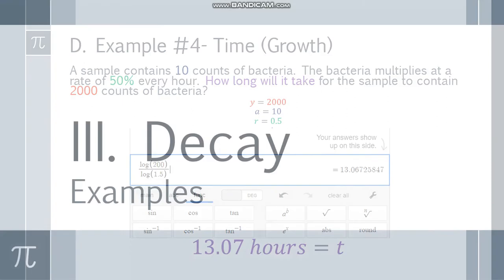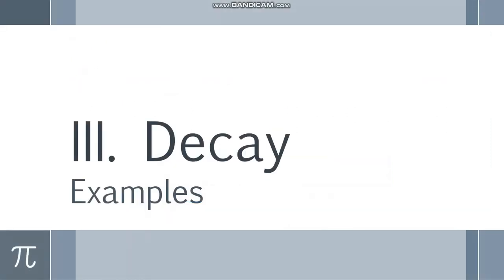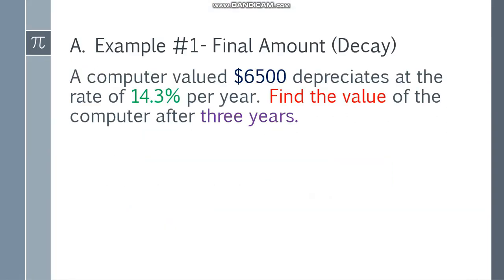Alright, so let's move on to decay. Let's have the examples. So, first example, sa decay, pag hinahanap naman yung final amount, let's have the first problem. A computer valued $6,500 depreciates at the rate of 14.3% per year. Find the value of the computer after 3 years. So, pag decay, lagi nyo makikita itong word na to, depreciates. So, pababa tayo.